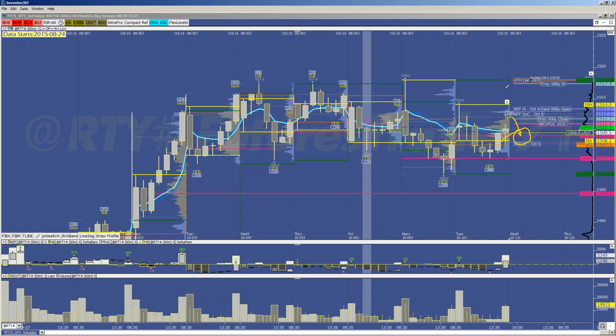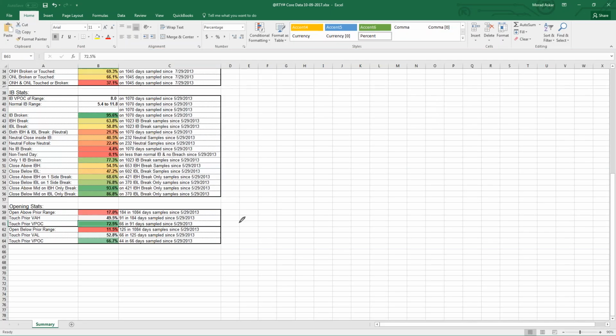So if we open above and we touch the gray line, then we have a 72.5% probability of touching the pink line. And then we test the same thing from below. From below, the stat is it only gapped down 11.5% of the time. If it does, it'll touch the value low from below 52.8% of the time, and 2 out of 3 times it'll close at the point of control.